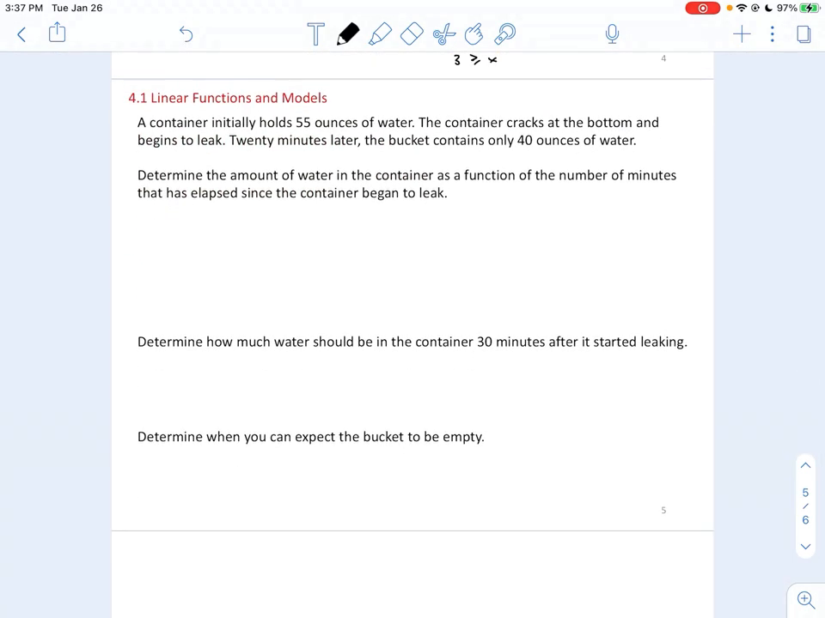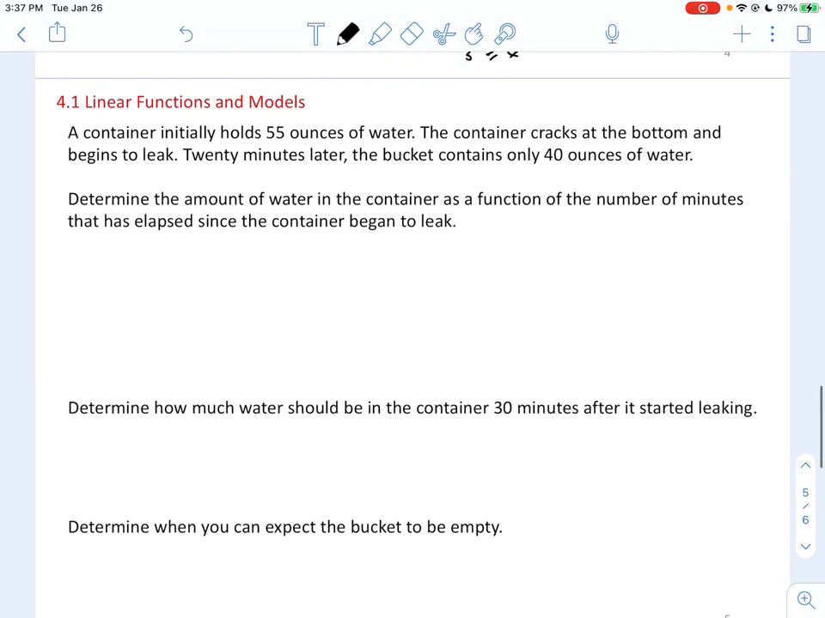Okay, last slide. A container initially holds 55 ounces of water. The container cracks at the bottom and begins to leak. 20 minutes later, the bucket contains only 40 ounces of water. Determine the amount of water in the container as a function of the number of minutes that has elapsed since the container began to leak.